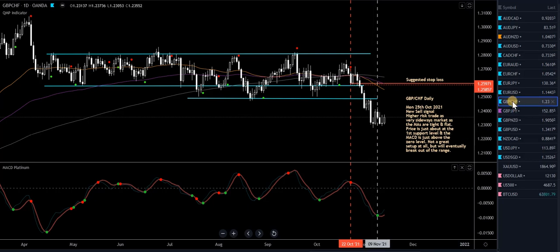Okay, what are we on? I'm gibbering on here. Pound Swiss, a pair that was going sideways for a long time. We eventually caught the sell, caught the breakout. It's going nicely. We've got a grey vertical line here, which means there's a green dot on the MACD Platinum below the zero level. But for a week or so, it's just gone sideways. If we get a buy signal here, I'm really not going to... I don't know if I'll take it. I might just tighten this stop right up.